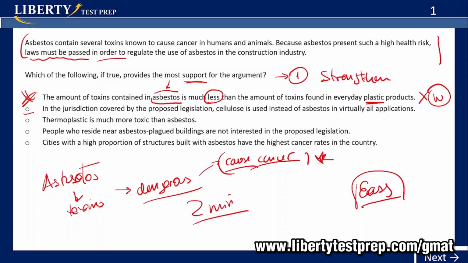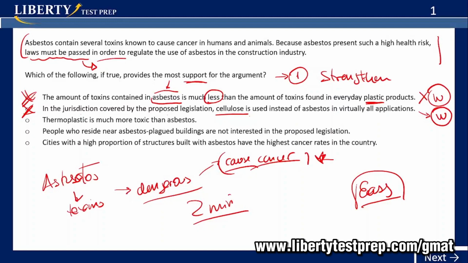In the jurisdiction covered by the proposed legislation, cellulose is used instead of asbestos in virtually all applications. Okay, this one weakens also. That's not what we want. Why? Because they're saying asbestos is very seldomly used, scarcely used. Almost nobody uses asbestos. Most people use cellulose. Okay, so if asbestos is such a minimal threat, why would you need to pass legislation or laws, right? So that kind of tells you, you know what, laws might not be needed.